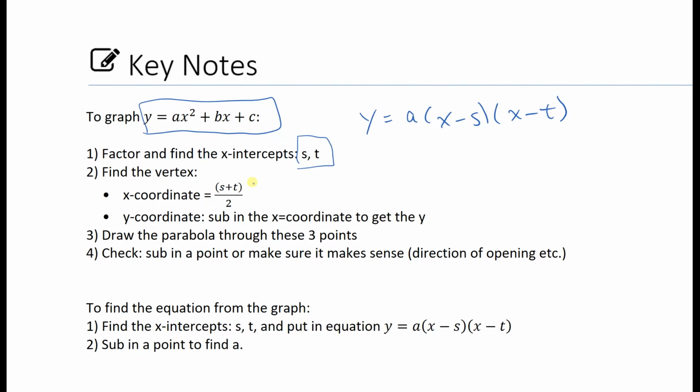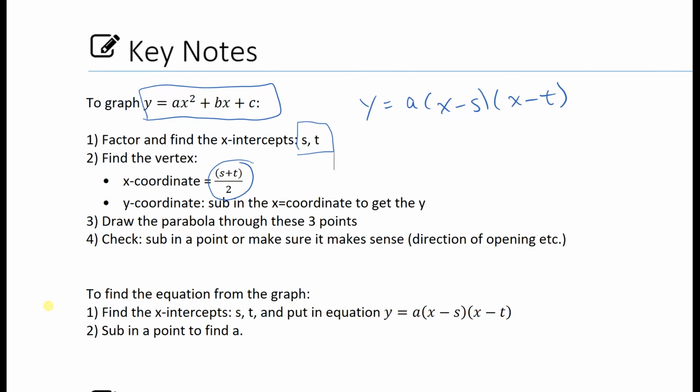The x-coordinate of the vertex is equal to (s plus t) divided by 2. That's the axis of symmetry. That's right in the middle of the x-intercepts. To get the y-coordinate, well, sub in the x-coordinate and you get the y-coordinate. Draw the parabola through these 3 points, and you can check by subbing in a point.